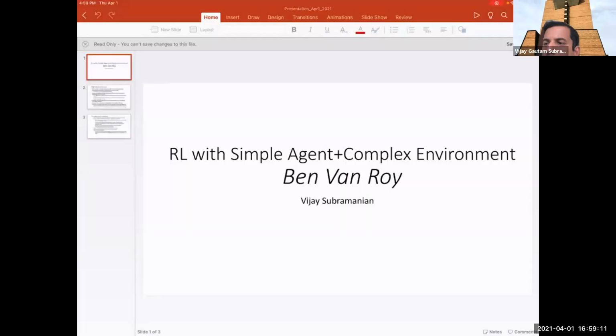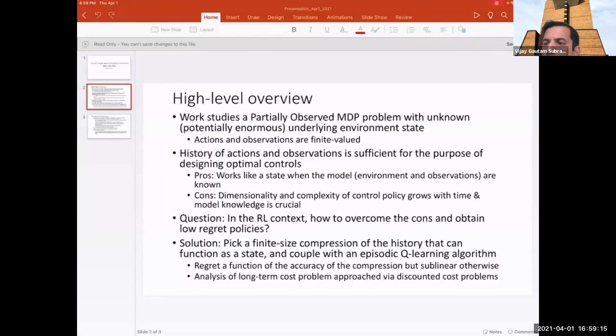So thank you very much for an excellent and stimulating talk. Let me just give you a high-level overview from where I see it. I was thinking of this in the context of the environment: if I add enough state to it, I could think of this as a partially observed Markov decision problem, with a potentially enormous underlying environment state, where the actions and observations are still finite valued. And in that viewpoint, the history of actions and observations is sufficient for the purpose of designing optimal controls.